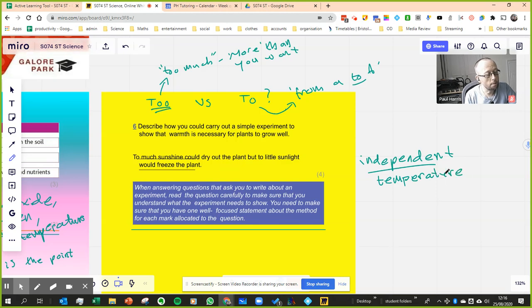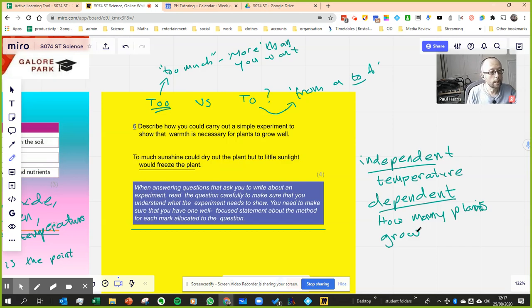So I would want to be growing plants at different temperatures, and I want to find out that the ones that have the right temperature, the ones that are warm enough, they're going to grow well, right? So I might want to measure how well they grow, maybe how many plants grow, or how tall my plant grows, how quickly it grows, how many leaves it grows, something like this. But essentially, you're changing the temperature.